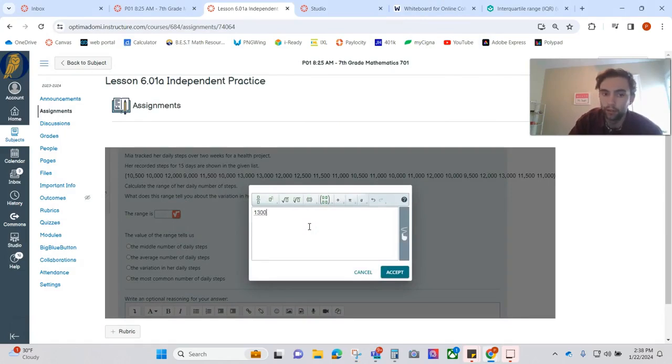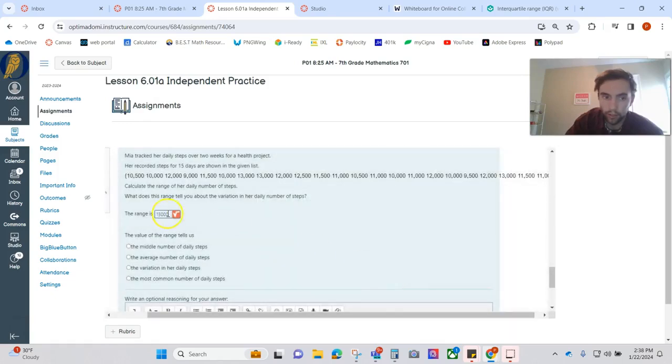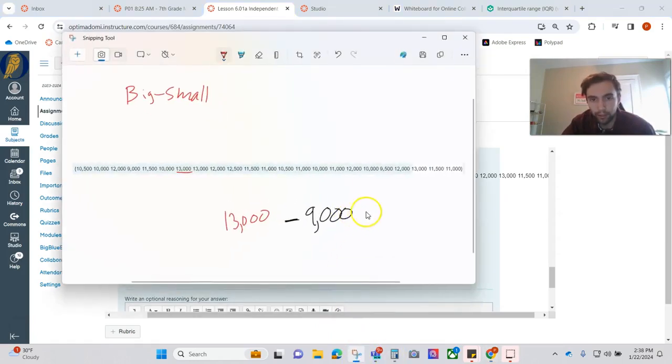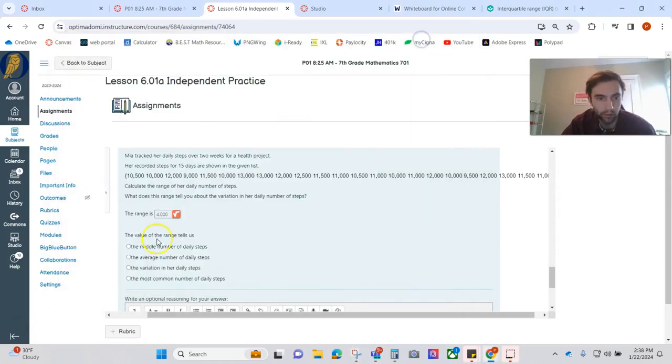Thank you, calculator. Okay, let's see if a comma works. Okay, the value tells us the middle number. Nope, it's not the middle number. Oh my goodness, how silly of me. 13,000 minus 9,000 is 4,000, not 13,000. That was a silly thing for me to type. Sorry if I messed you up. I hope you kept watching. Range is 4,000, because 13,000 minus 9,000 is 4,000. Okay, 4,000 is the range.